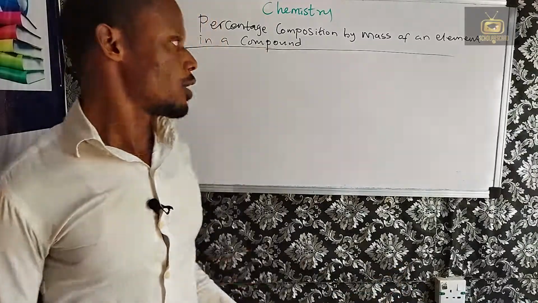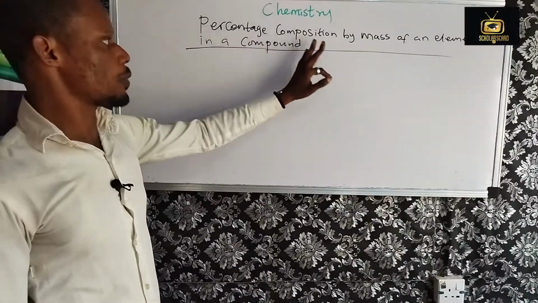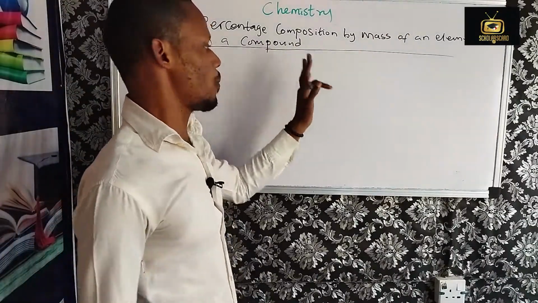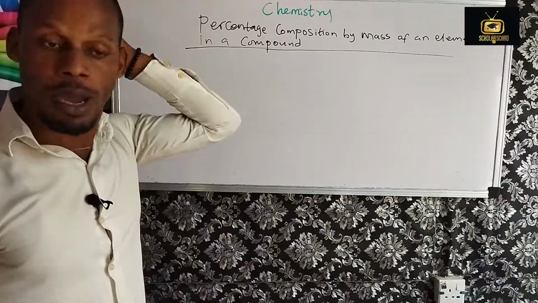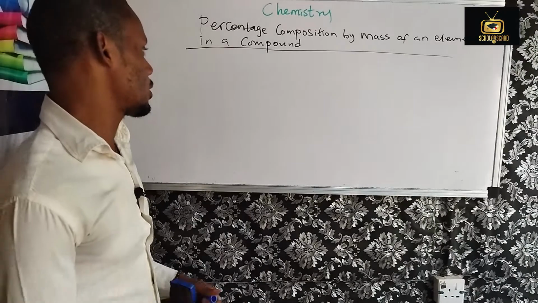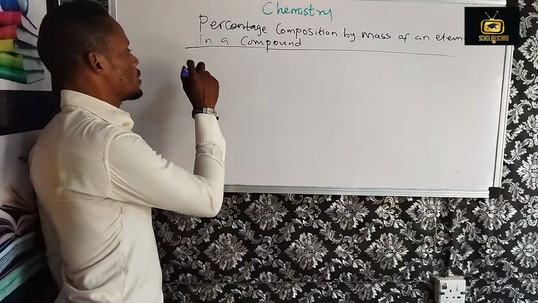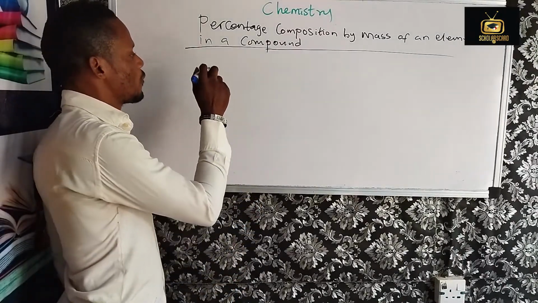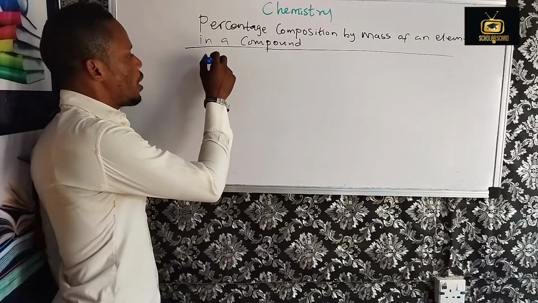My name remains Patrick. Today we are going to be talking about percentage composition by mass of an element in a compound. The percentage composition by mass of an element in a compound can also be calculated. Are you getting it? For example, let's take the percentage composition of calcium in the compound.